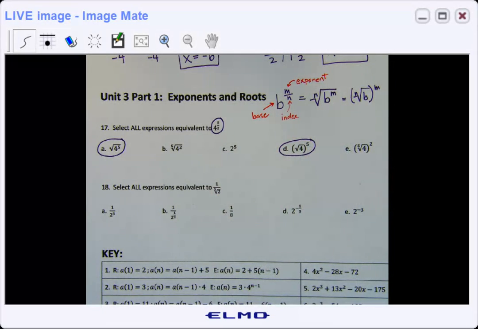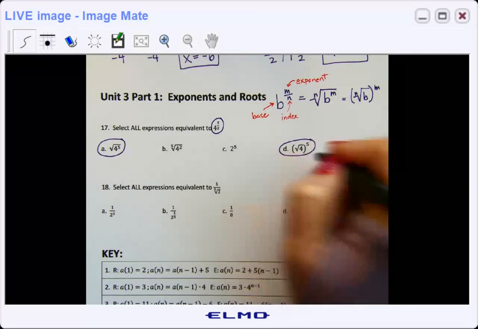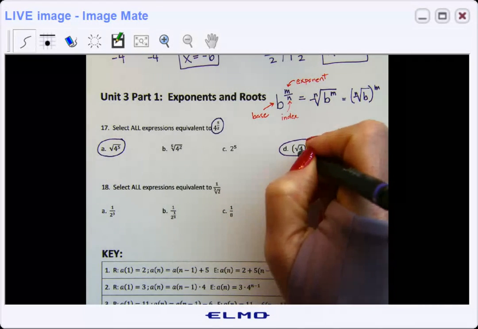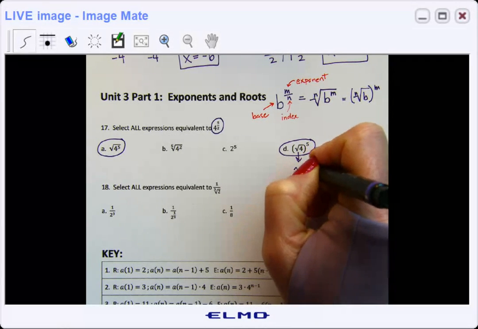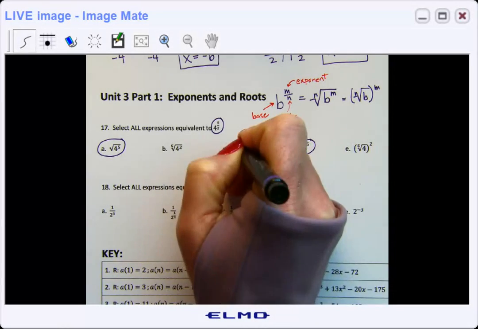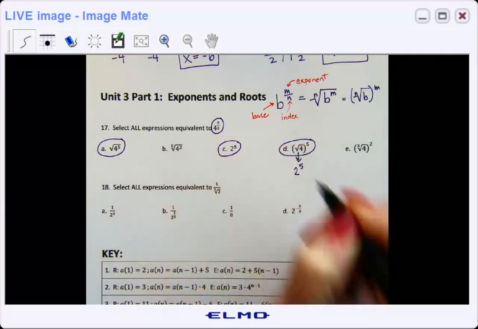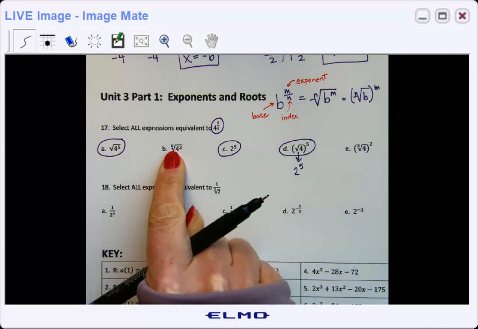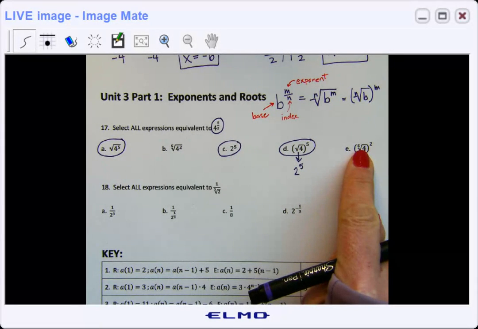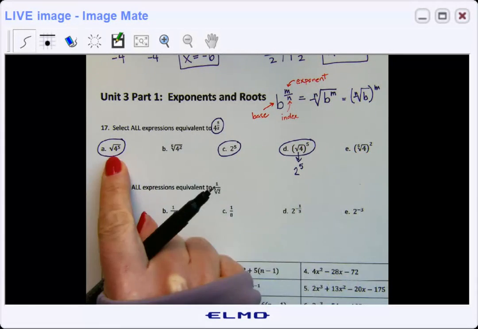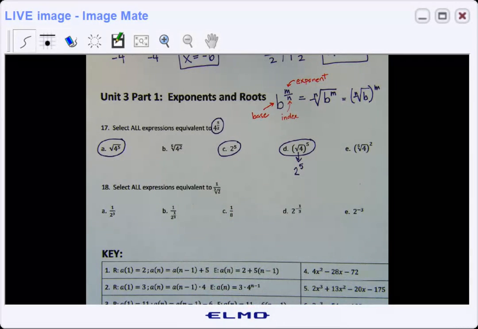Now, there's one more expression in this particular problem that's also equivalent, because the square root of 4 is like a known math fact. The square root of 4 is 2. So notice option C says 2 to the 5th. So that's the third one. This has the wrong index. This has the wrong index. They're in the wrong spot, okay? And so A, C, and D are the 3 solutions for number 17.